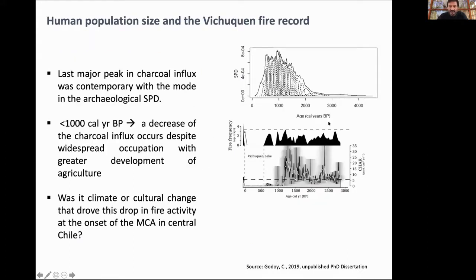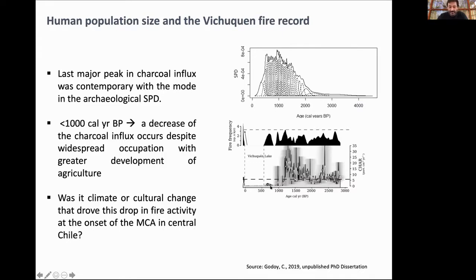And one of the interesting things that Carolina's been doing is looking at the same curve, but flipped around this time. What you can see is that Carolina's been looking at the charcoal record from Vichuquen, which is a really nice high resolution record. One of the interesting things about the charcoal record is that it basically increases steadily over time from 3,000 years ago to about 1,200 years ago, and then basically just drops out.